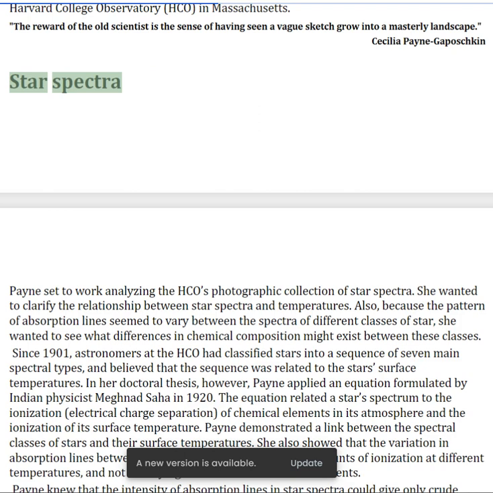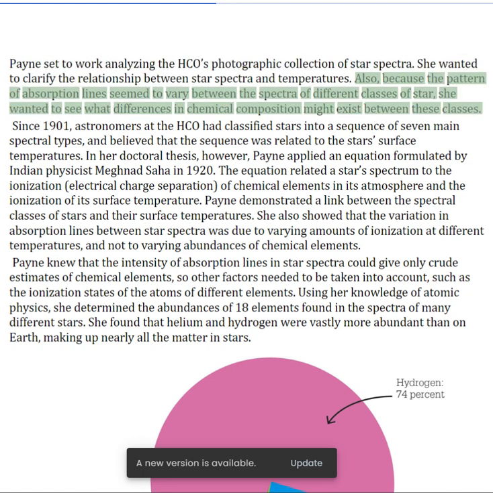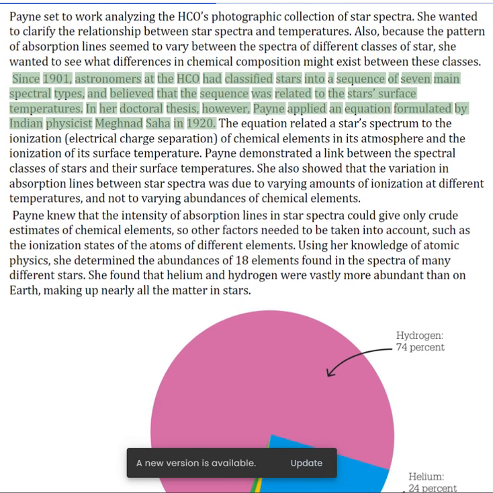Star spectra. Payne set to work analyzing the HCO's photographic collection of star spectra. She wanted to clarify the relationship between star spectra and temperatures. Also, because the pattern of absorption lines seemed to vary between the spectra of different classes of star, she wanted to see what differences in chemical composition might exist between these classes. Since 1901, astronomers at the HCO had classified stars into a sequence of 7 main spectral types, and believed that the sequence was related to the star's surface temperatures.